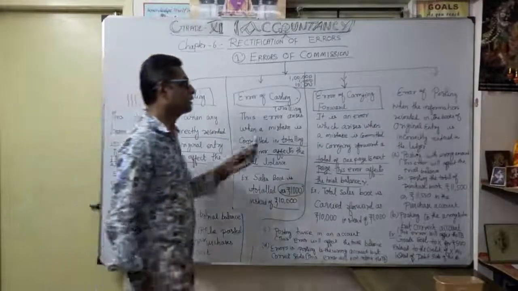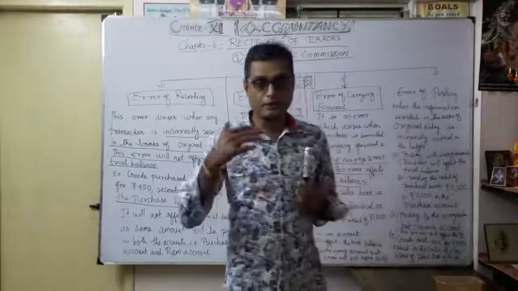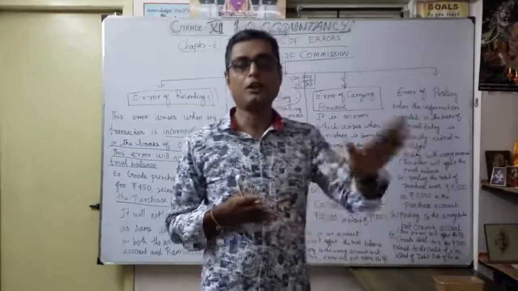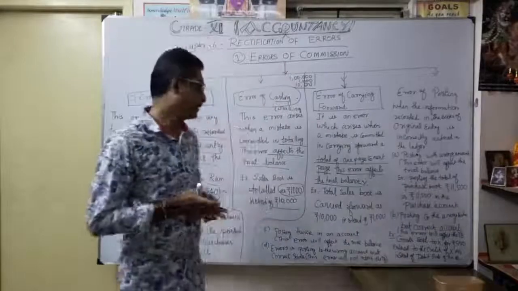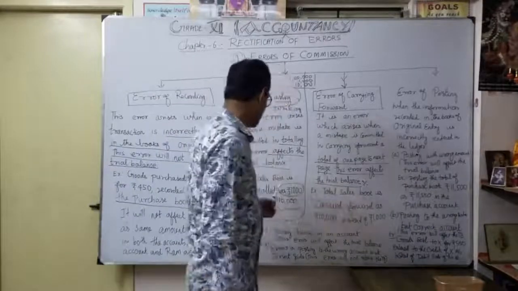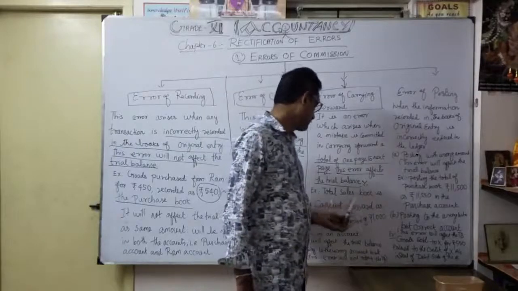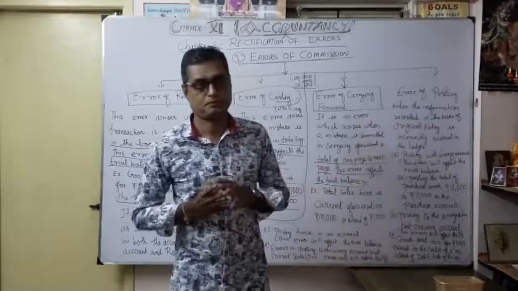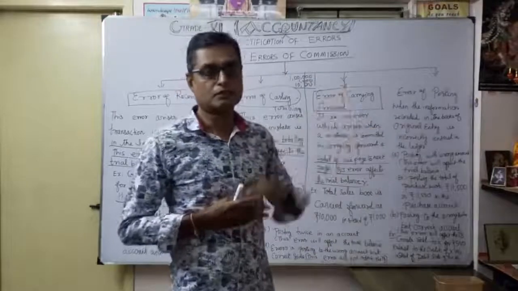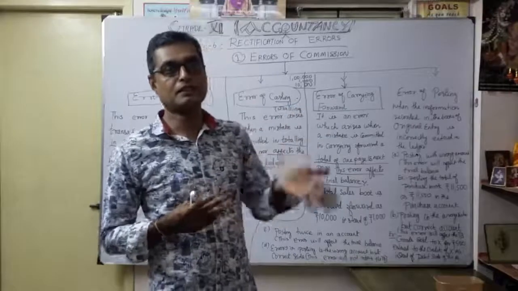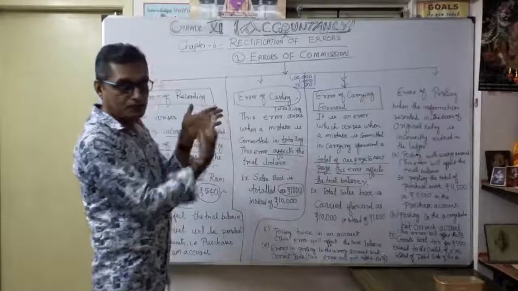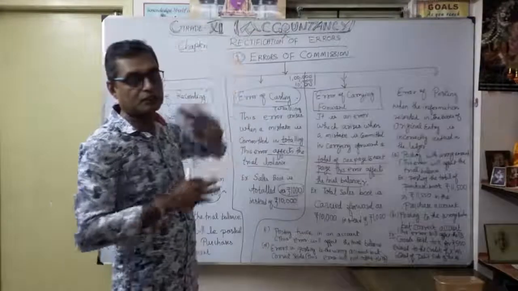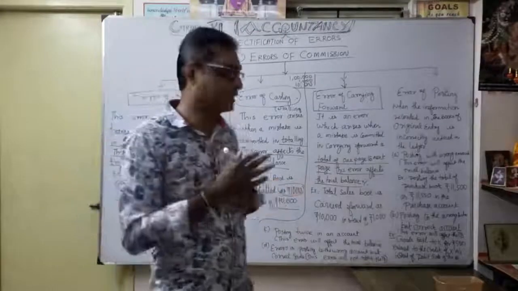See the third one, error of carrying forward. When you take any total on the first page and go to the next page, the amount may be entered wrongly. As you see in the same example, the total of the sales book is carried forward as 10,000 instead of 1,000. Actually the carry forward is 1,000, but it was written as 10,000. The first page total is 1,000, then on the next page the carry forward is written as 10,000. So we have done it excessively by 9,000, understood.